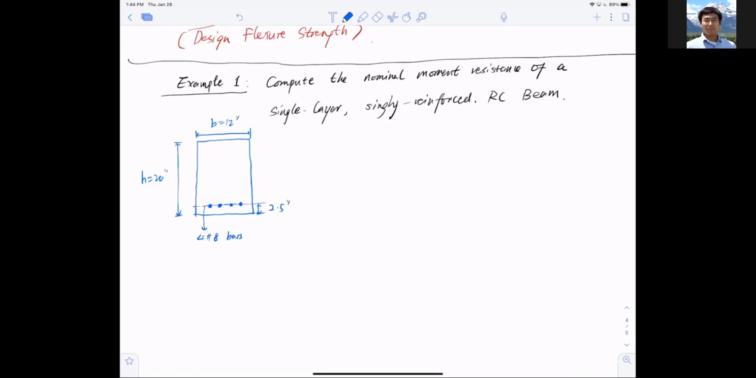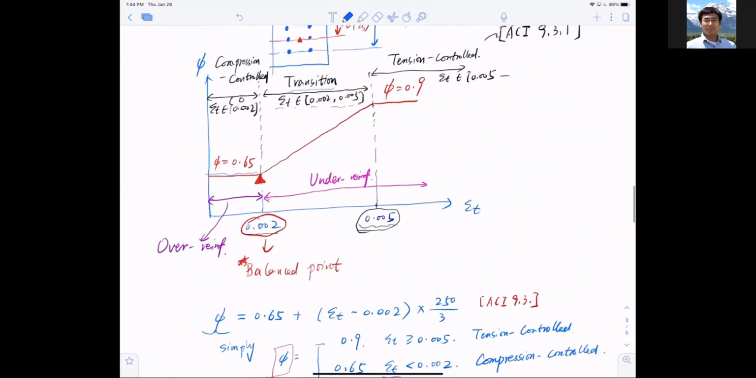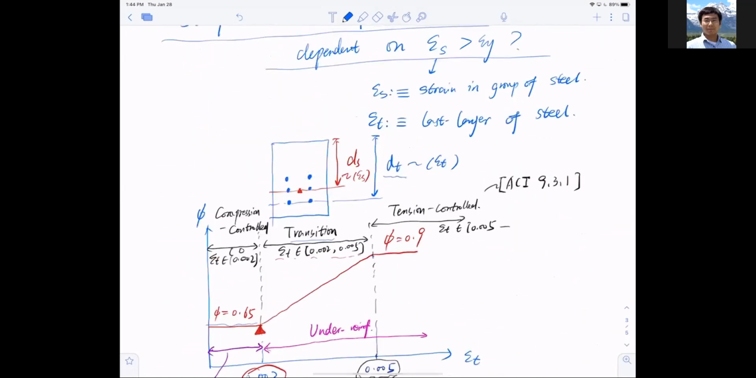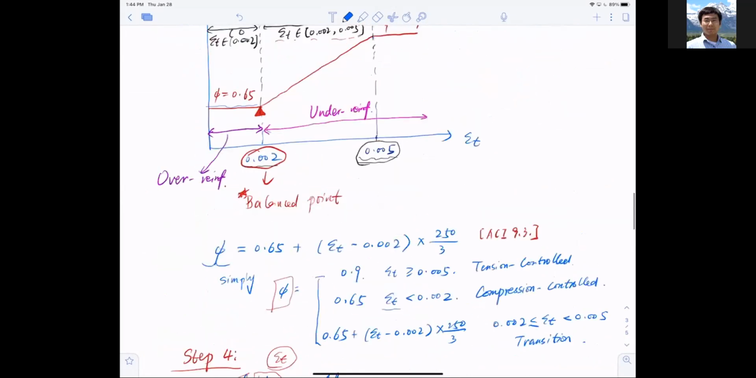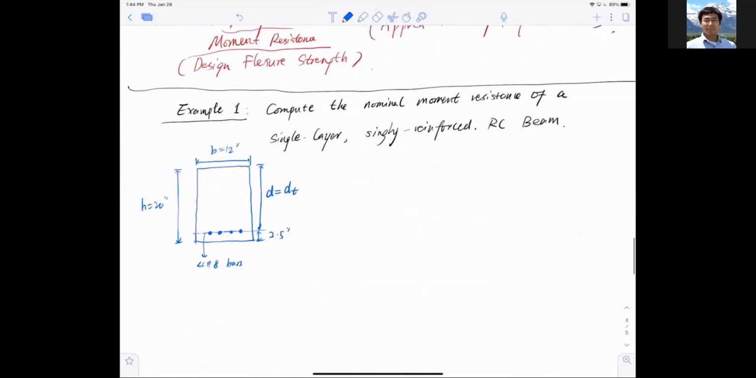So what does it tell me? It tells me that the depth of the section d, which in this case is also equal to dt, is about, wait a minute, where is this t coming from? The t comes from the last layer of the bars. I only have one layer, so that is indeed the last layer, and that equals d. The height minus 2.5 inches gives me 17.5 inches of depth.